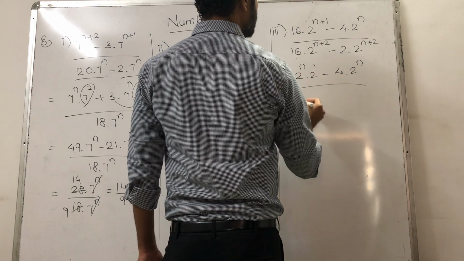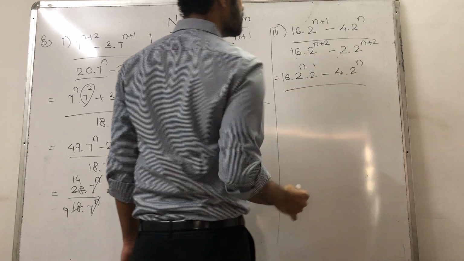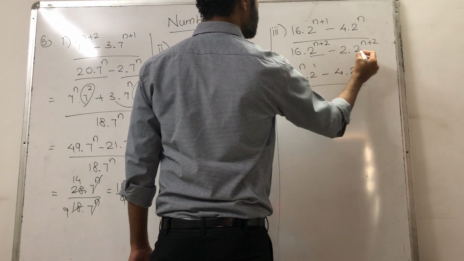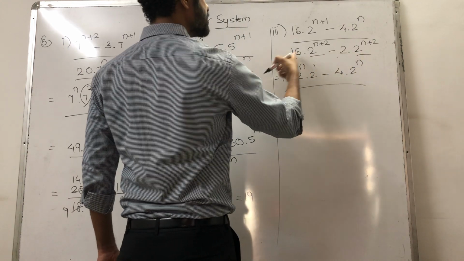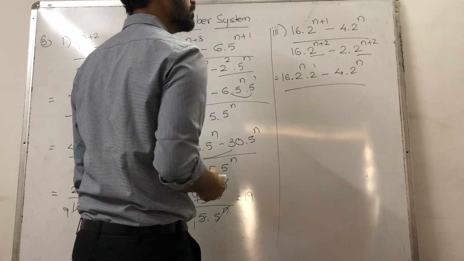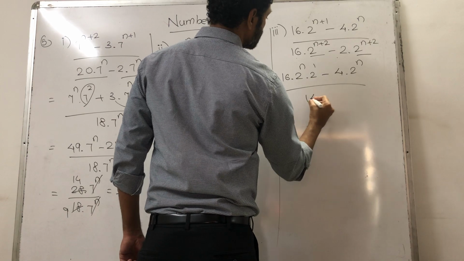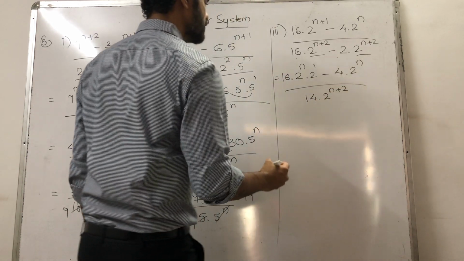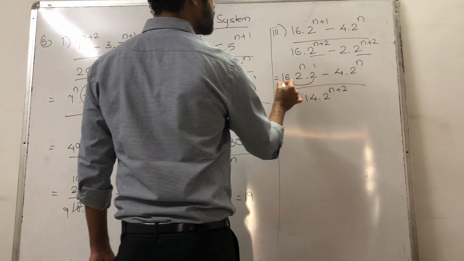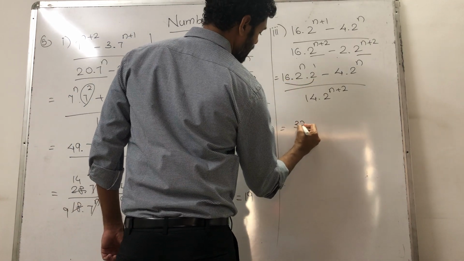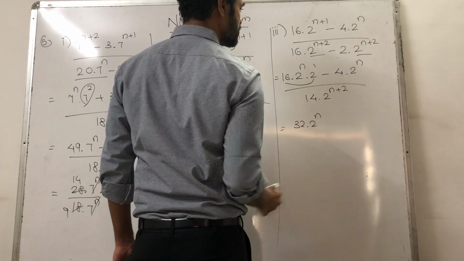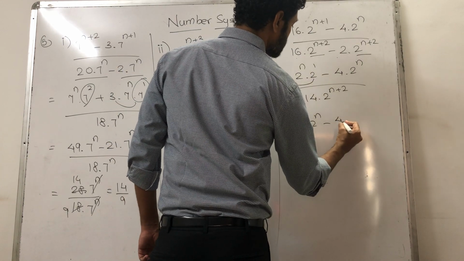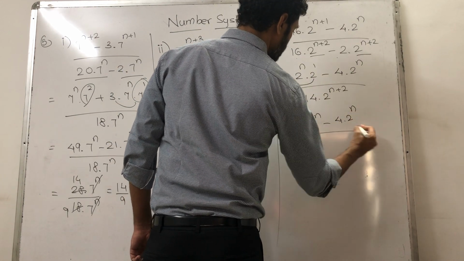Denominator 16 times 2 raised to n plus 2 minus 2 times 2 raised to n plus 2. These are the same terms. Over here you have 16 times, here you are subtracting it 2 times, 16 minus 2. So you have 14 times 2 raised to n plus 2. 2 raised to 1 is 2, 16 into 2 is 32. So this is 32 times 2 raised to n. And this is 4 times 2 raised to n.